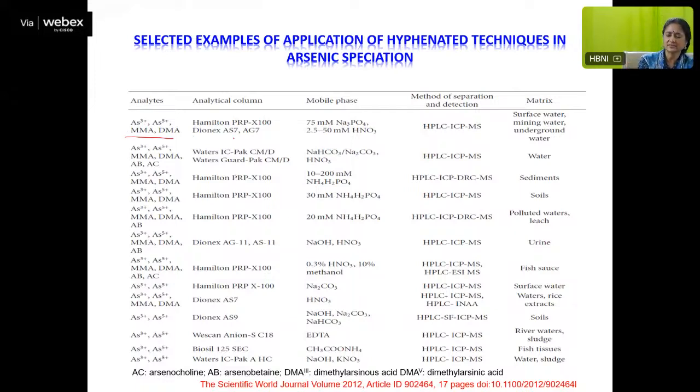what the analytes are, what column is used, what the mobile phase is, and which method of separation is used. I have taken this from a normal journal paper, and the reference is given here. This is just to give an idea of how these hyphenated techniques are used for arsenic speciation. With these analytical columns and this mobile phase, you can very well address the speciation of arsenic.